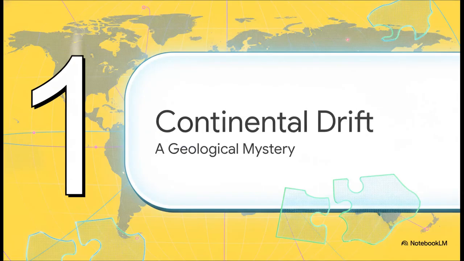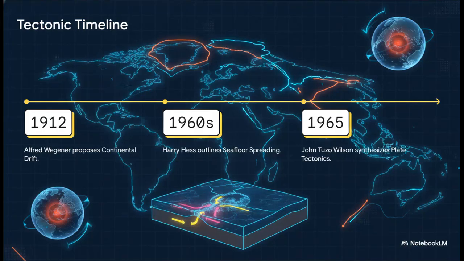Section 1. The Continental Drift Mystery. It's actually kind of crazy how quickly our understanding of this huge geological mystery evolved. I mean, it all happened over just about half a century. Back in 1912, a meteorologist named Alfred Wegener looked at a map, noticed the continents fit together like puzzle pieces, and proposed this wild idea called continental drift. Fast forward to the 1960s, and Harry Hess outlines seafloor spreading. Then boom, just a few years later in 1965, Tuzo Wilson puts it all together into the unified theory of plate tectonics. This timeline perfectly tracks a massive paradigm shift in how we view the Earth.